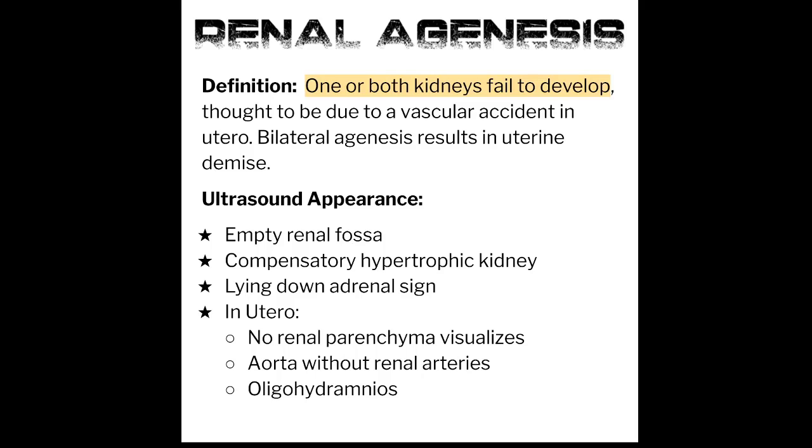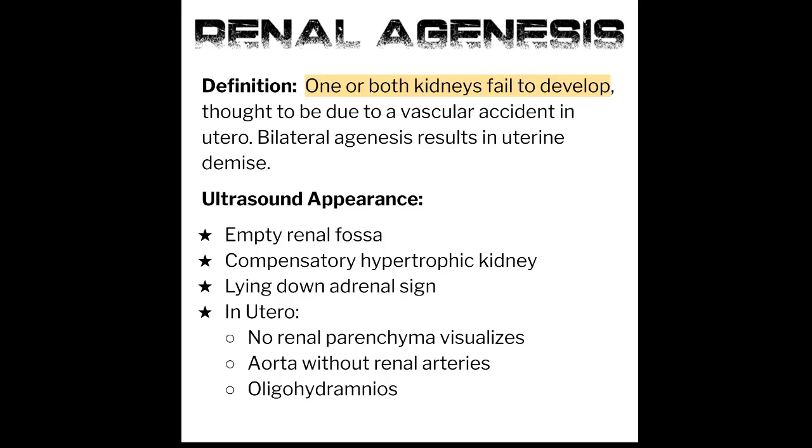Now in ultrasound, if this is a unilateral abnormality, the adult patient or pediatric patient that we have on our table will have an empty renal fossa. So one of the fossas will not have a kidney in it. Because there is still one kidney that's functioning, that kidney becomes what we say is compensatory hypertrophic. That means it's going to get quite a bit bigger because it's doing the work of two kidneys.